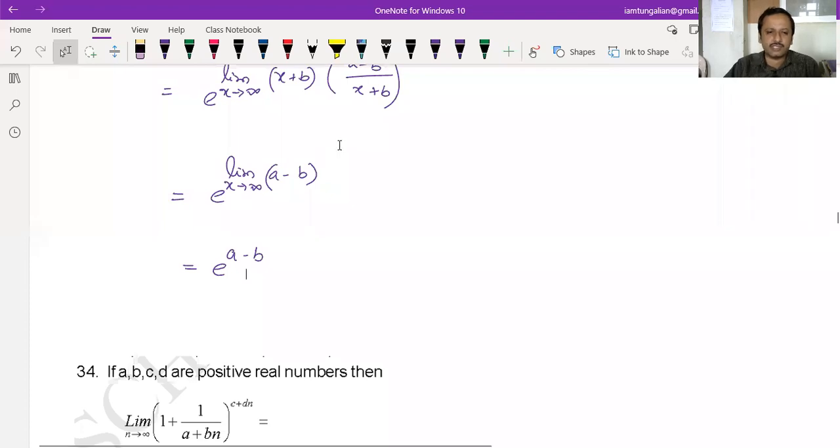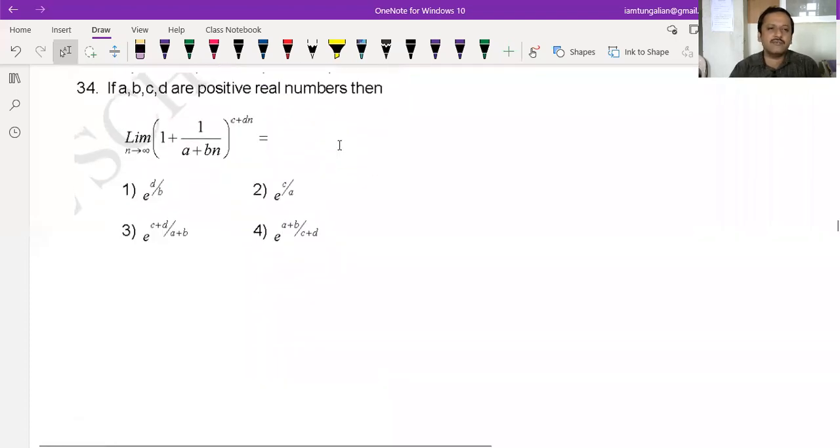Let's go to the next question, which is question number 34. If a, b, c, d are positive real numbers, then limit n tends to infinity of (1 plus 1 by (a plus bn)) whole power c plus dn is equal to.